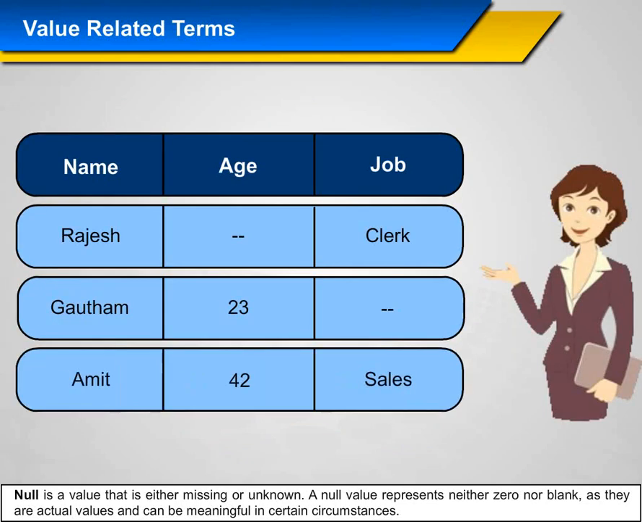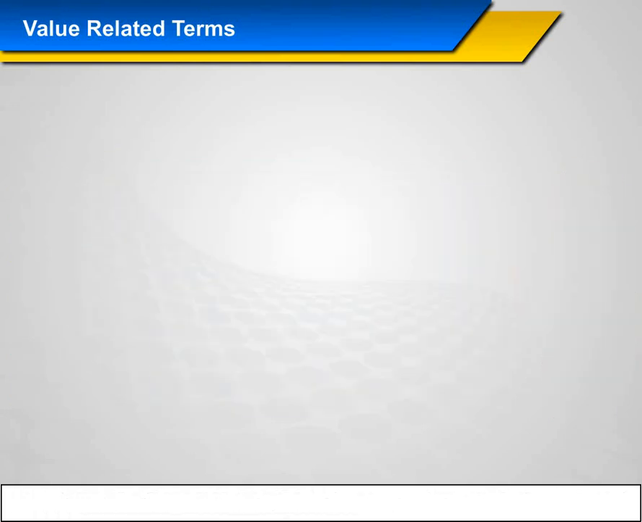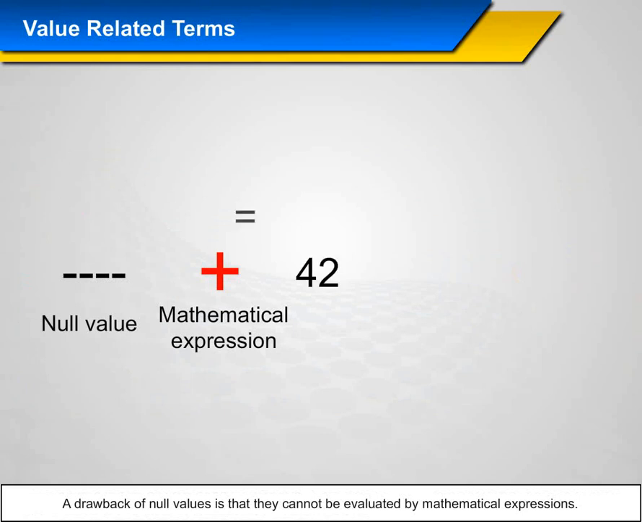Null is a value that is either missing or unknown. A null value represents neither 0 nor blank, as they are the actual values and can be meaningful in certain circumstances. A drawback of null values is that they cannot be evaluated by mathematical expressions.